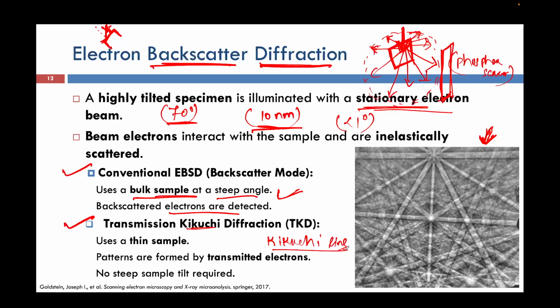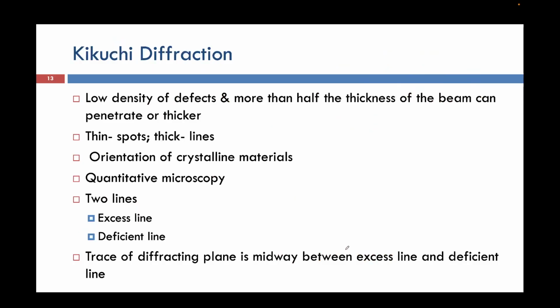In an EBSD pattern, when we first put our sample, we check whether the Kikuchi lines are coming according to the crystal symmetry or not. Then accordingly we go to different sections, and finally we map the material to get the information. Now coming to the Kikuchi lines, we'll see what Kikuchi diffraction is.